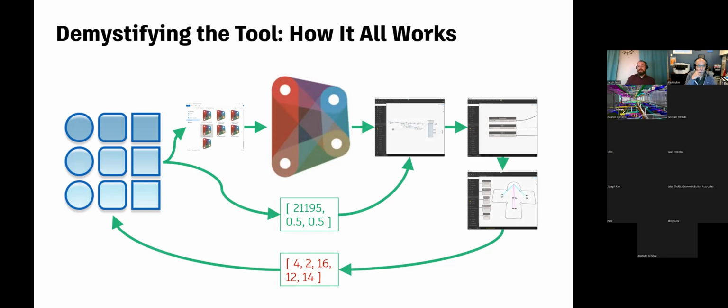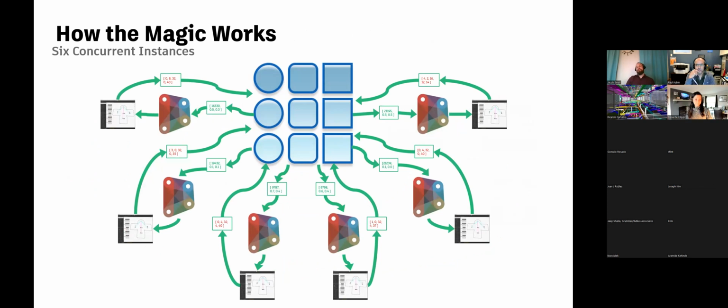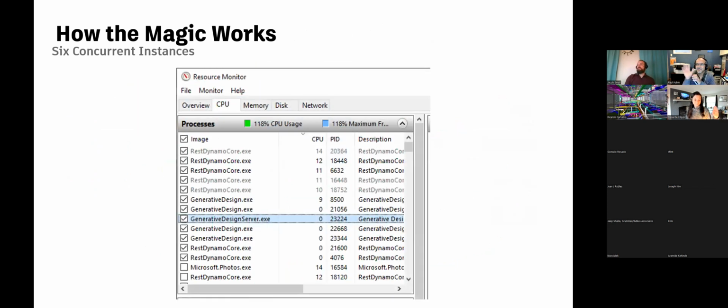It's not going to do this one at a time. No, generative design is going to do this 6 times concurrently. That's right. We're going to run 6 instances of Dynamo side by side on top of the server that's driving them all and managing all the data that's coming out and in. That means your task manager is going to look something like this. That is a lot of generative design service right there.